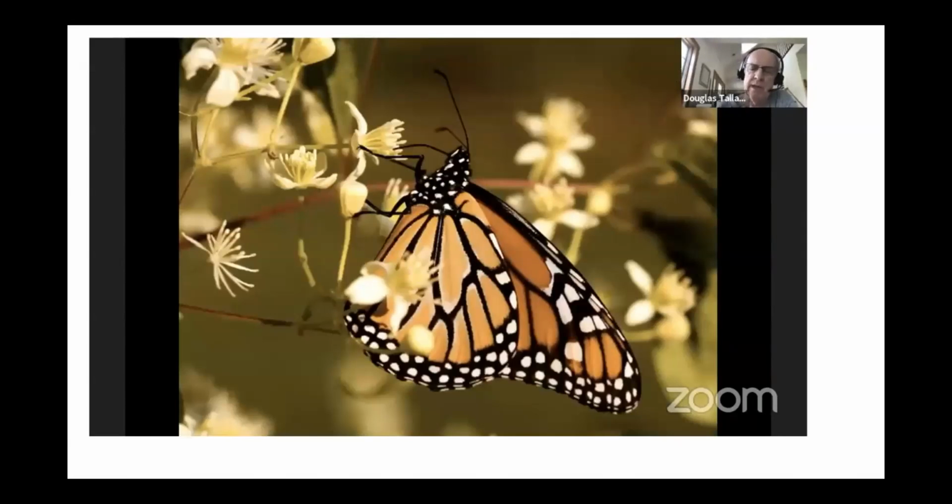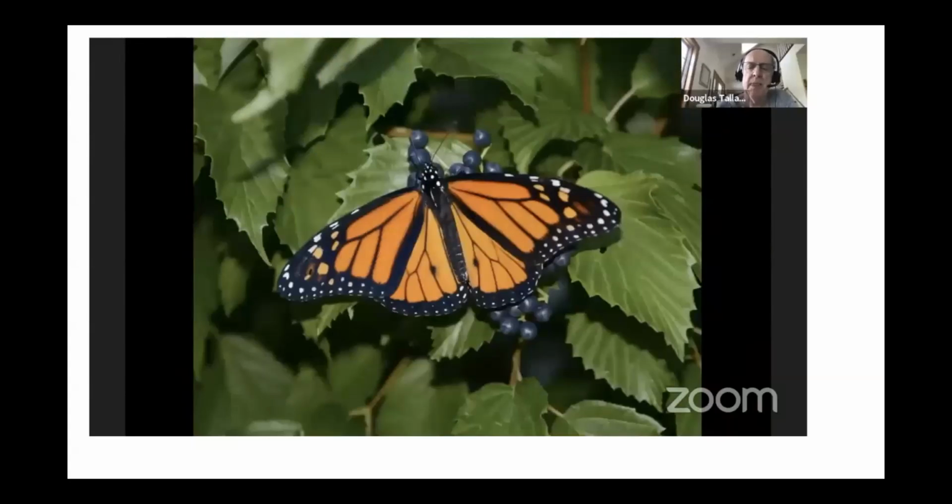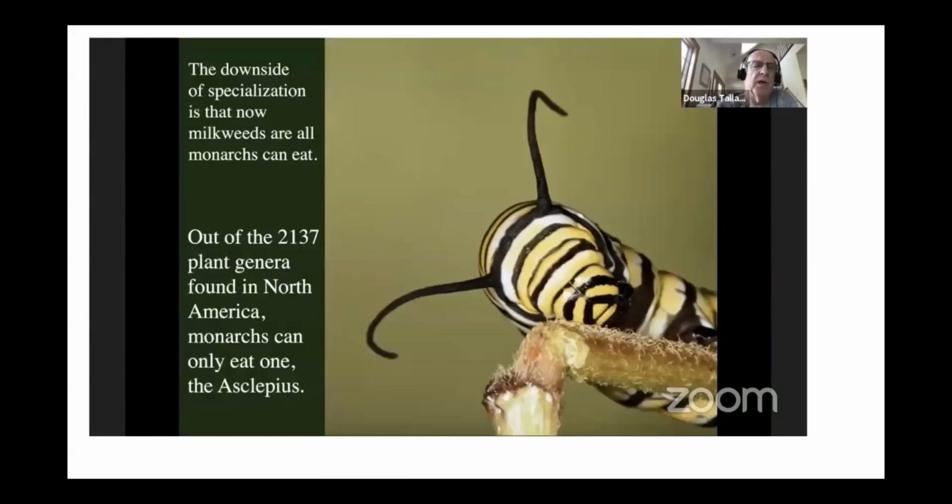Monarch butterfly is a perfect example. We all know it as a specialist on milkweeds, and milkweeds, of course, are toxic plants. They're filled with cardiac glycosides and sticky latex sap. But the bright side of specialization is that the monarch now has the ability to get around those defenses and eat milkweeds successfully. There is a downside to specialization, though, and that is that now that's all monarchs can eat. They're so specialized in milkweeds that they haven't spent any time developing the adaptations to eat anything else.